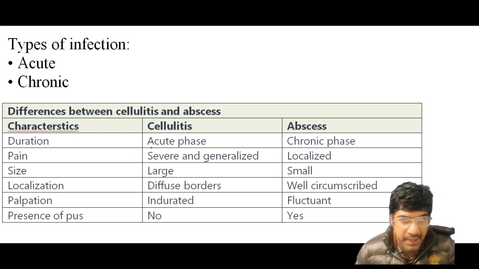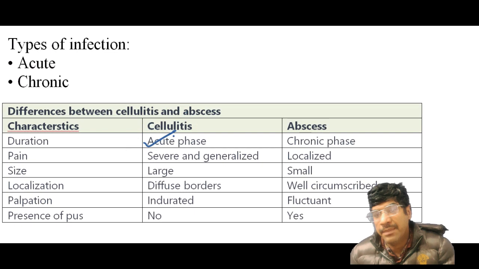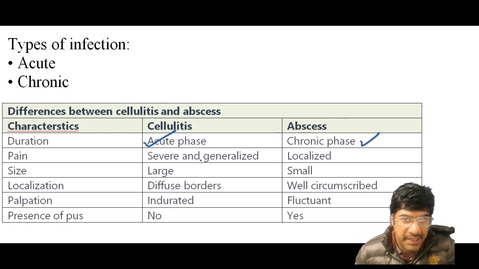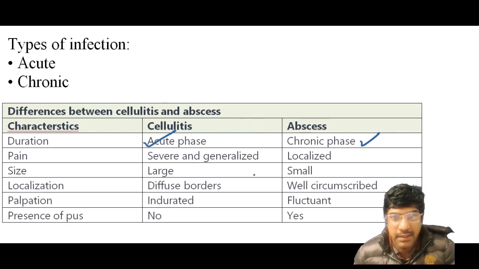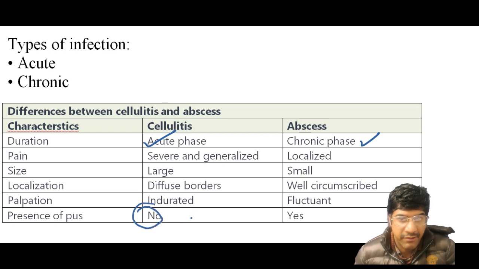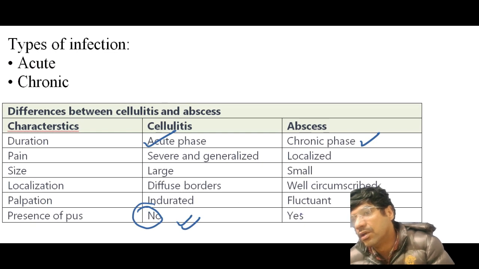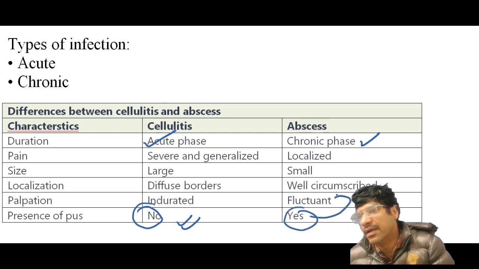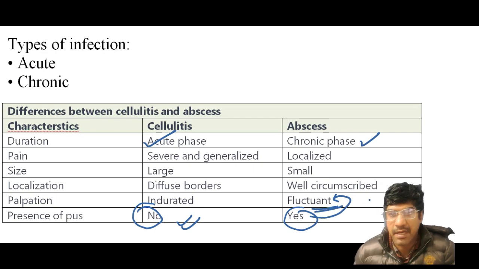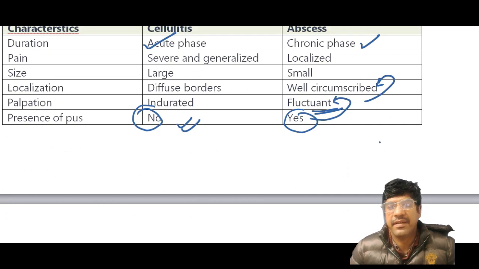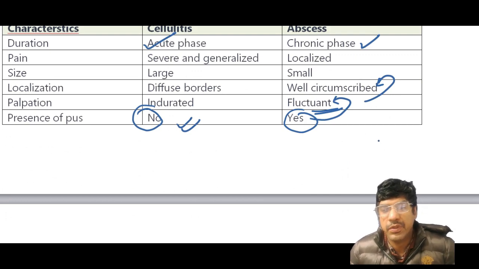So cellulitis, remember, is the acute phase, and abscess is the chronic phase. So that's the difference between cellulitis and the abscess. Remember, in cellulitis there would be no presence of pus, and in abscess you will see pus. So that is why it would be fluctuant and well circumscribed. Cellulitis is an infection that affects the deeper tissue of the body, so it shows redness and swelling in the skin or mucous membrane.